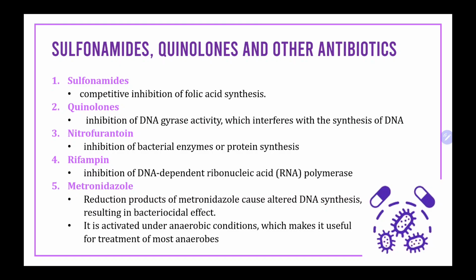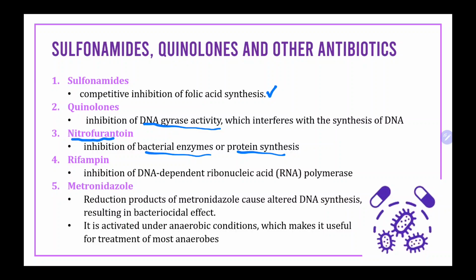The last category under antibiotics are your sulfonamides, quinolones, and other antibiotics. For sulfonamides, this has a competitive inhibition of folic acid synthesis. For quinolones, this inhibits the DNA gyrase activity, which interferes with the synthesis of your DNA. Third one, your nitrofurantoin, has the inhibition of bacterial enzymes or the protein synthesis itself.